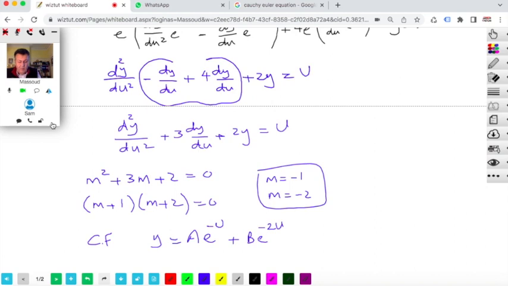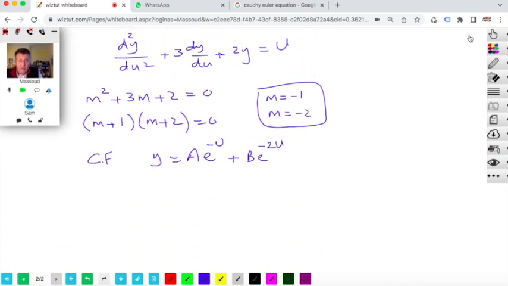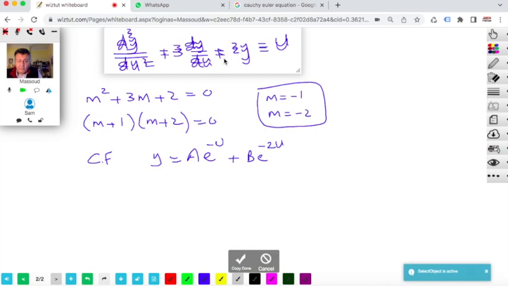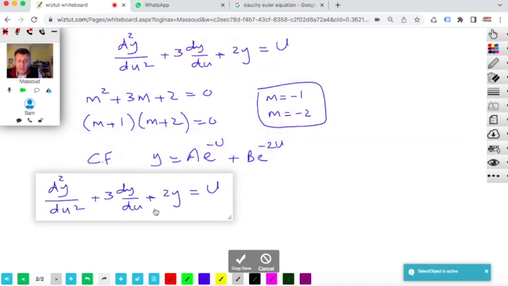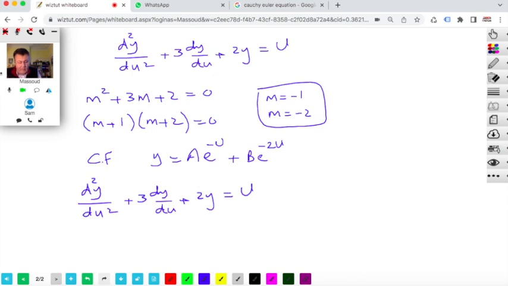Now I'm going to make a copy of this, because in a minute I will be using this again to find my particular integral. Put it here. We'll be using it to find our particular integral. So let's just make a little box around it. So the particular integral, I'll just write it on the side here.